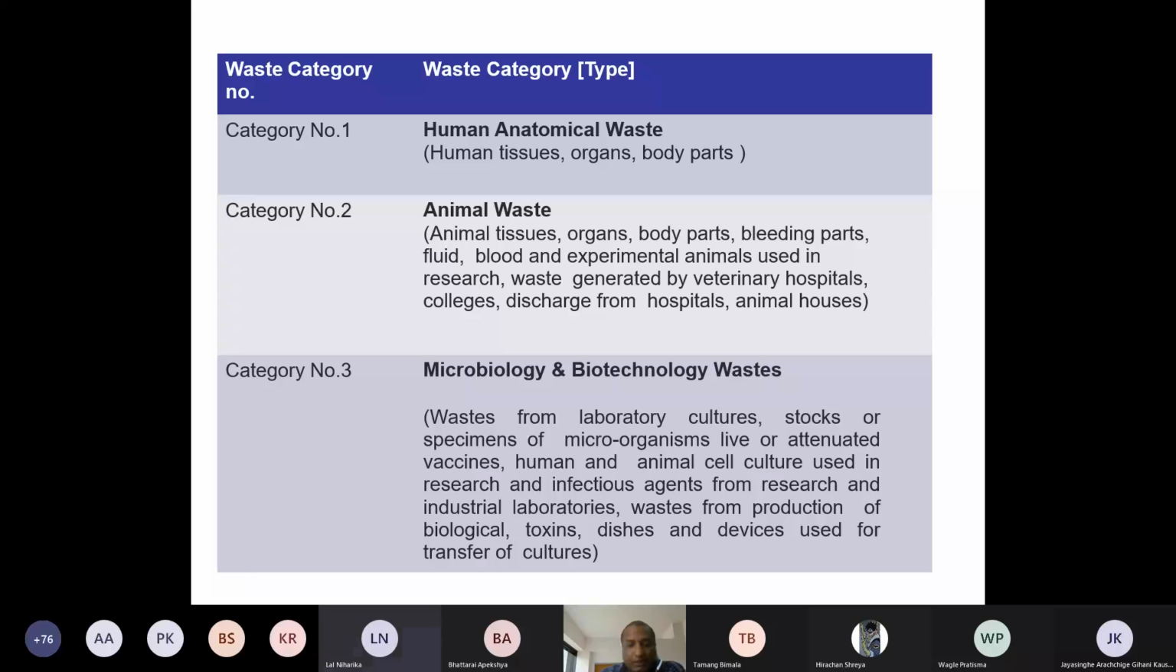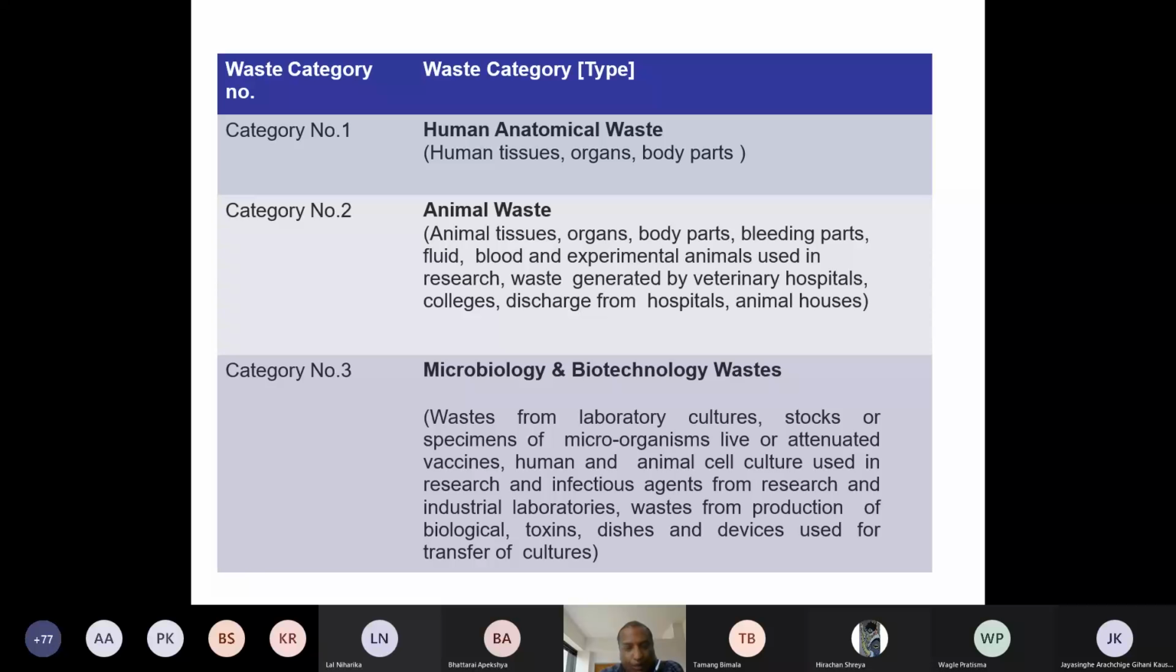So please read category number 3. Microbiology and biotechnology waste: waste from laboratory cultures, stocks or specimens of microorganisms, live or attenuated vaccines, human and animal cell culture used in research, and infectious agents from research and industrial laboratories, waste from production of biological toxins, dishes and devices used for transfer of cultures. So this whole paragraph tells us that microbiology, biochemistry or pathology is a type of laboratory. Generally, we deal directly with cultures, and after culturing or testing, they should also be disposed of. That is more infectious.